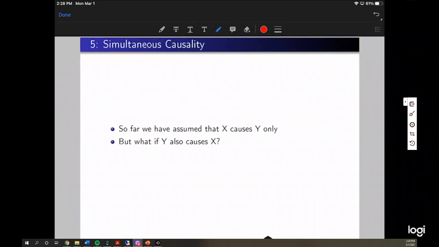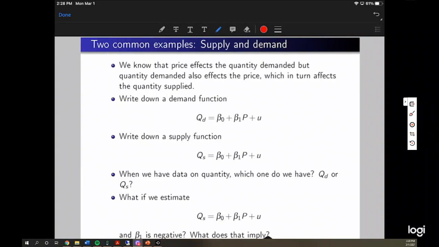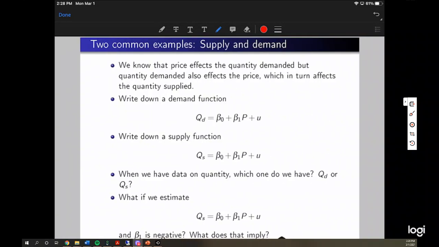Threat number 5, simultaneous causality. So far we've assumed that X causes Y only, but what if Y also causes X? Let's look at an example: supply and demand. We know that the price affects the quantity demanded, but the quantity demanded also affects the price, which in turn affects the quantity supplied. Write down a demand function. We have quantity demanded as a function of price, and the supply function, quantity supplied as a function of price.